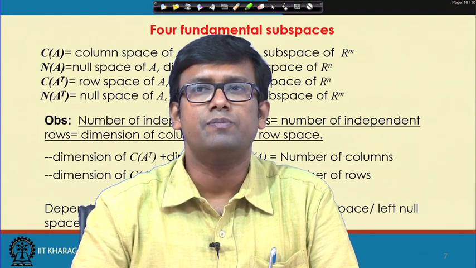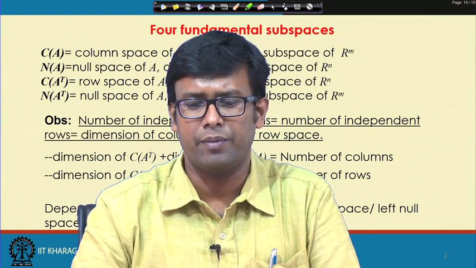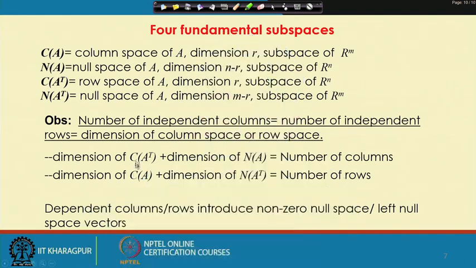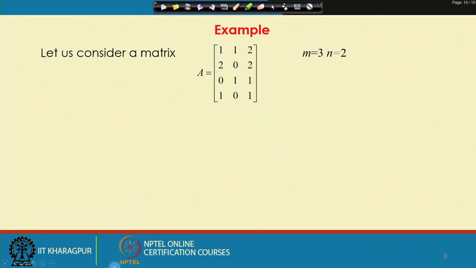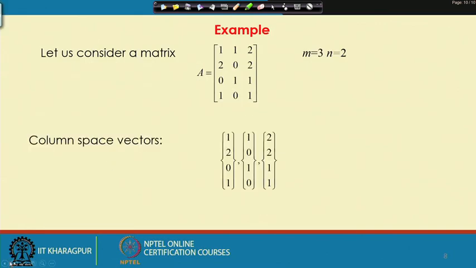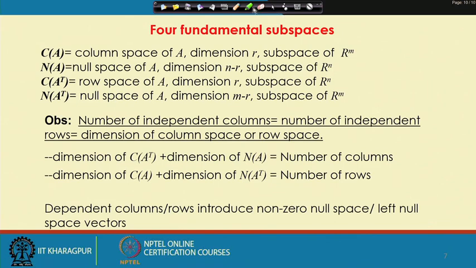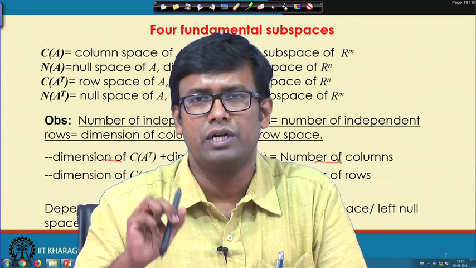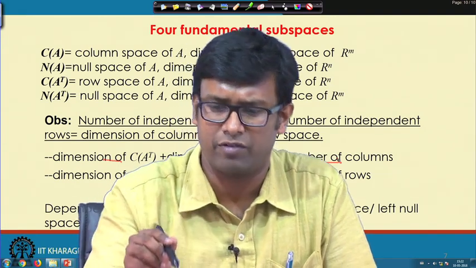then the null space is a 0 vector. So, r is equal to n, because dimension of row space plus dimension of null space is equal to the number of columns. If all the columns are independent, then dimension of row space and the number of columns are the same. So, null space is a 0 dimensional space, which is basically a 0 vector, and the same for left null space. So, dependent columns and rows introduce non-zero null space and left null space vectors.